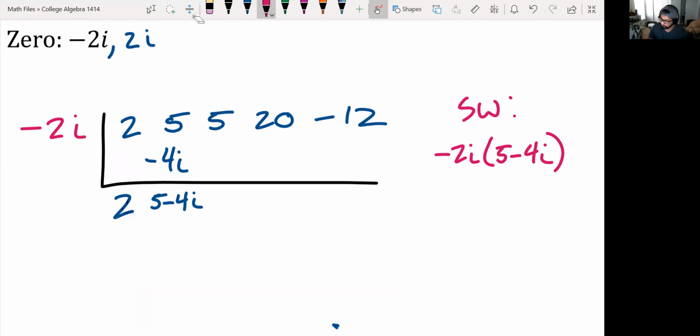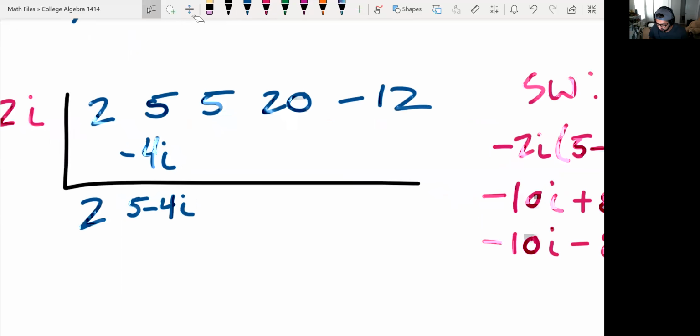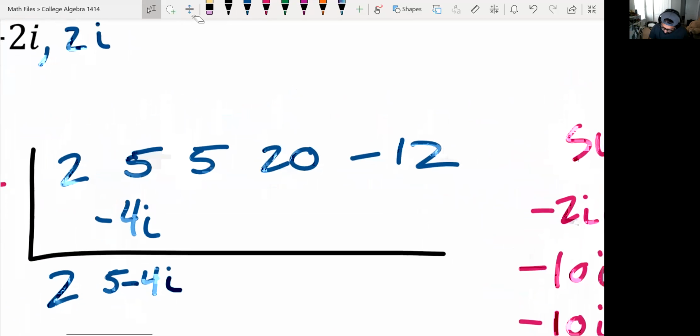Distribute the -2i, and you're going to get -10i plus 8i squared. Well, remember, i squared is -1. So this becomes -10i minus 8, which is going to go right underneath the next 5. So let me see if I can actually write smaller. So this is going to be -10i minus 8.